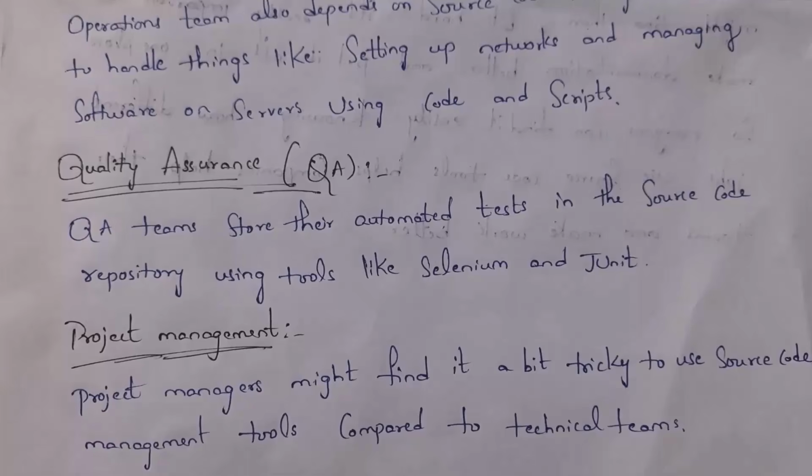And the last role is project management. Guys, these project managers will not use source code management software like Git because they don't have much idea about it when compared to the technical team. Only the technical team will use source code management tools.